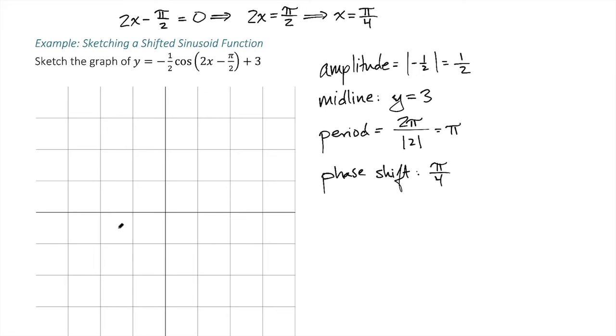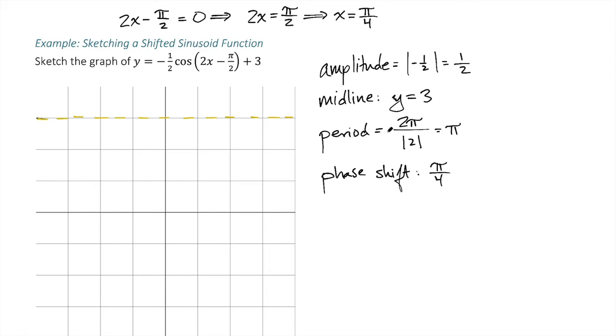All right, and then I like to draw the midline first. My midline is up at y equals 3. So I'm going to go up to, I'll have each of these boxes be 1. So up at 3, and let's do this in a different color actually. Our midline is up at 3.